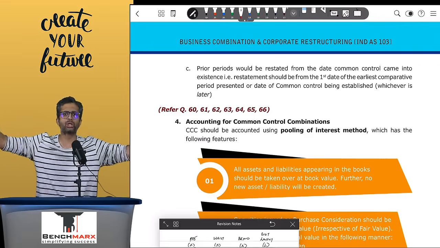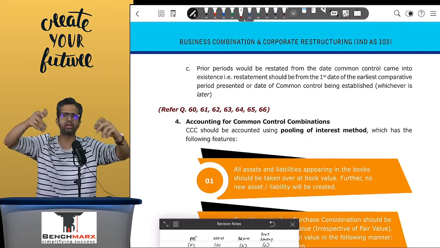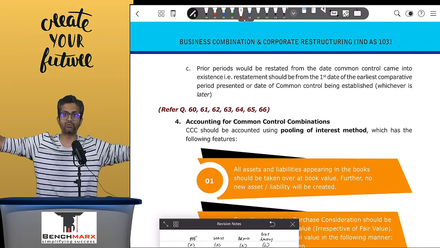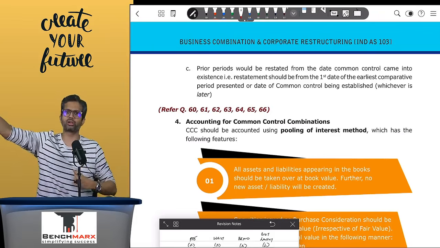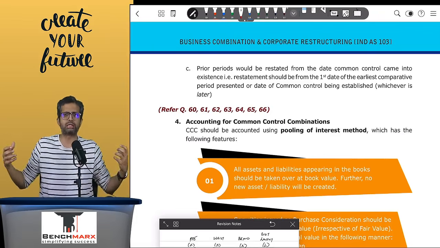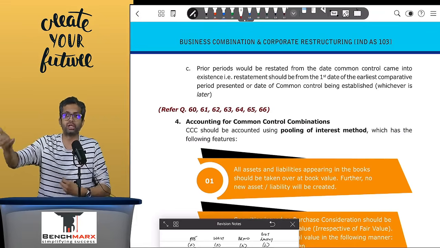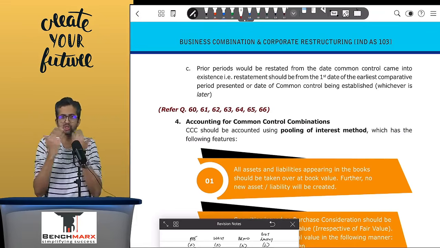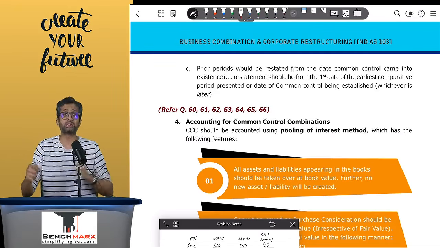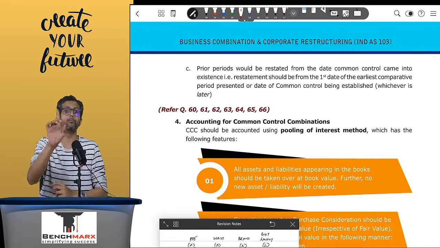It is like you had 2 flats earlier which were divided by a wall. You break the wall, you get one big flat. It is not that you are acquiring another flat. That flat was already yours. You are just joining interest. So the standard says there's no reason why you should take over assets and liabilities at fair value. You are just joining what is there in your books. And as a result, assets and liabilities will be taken over at book values.